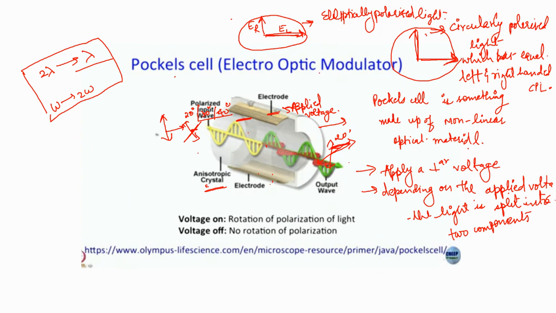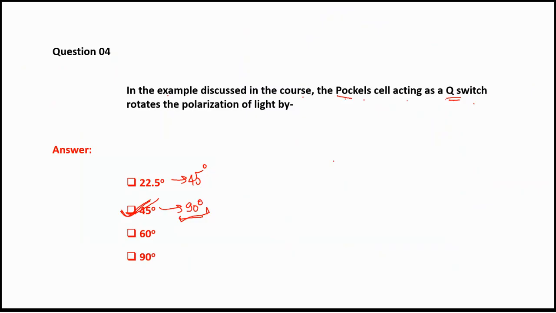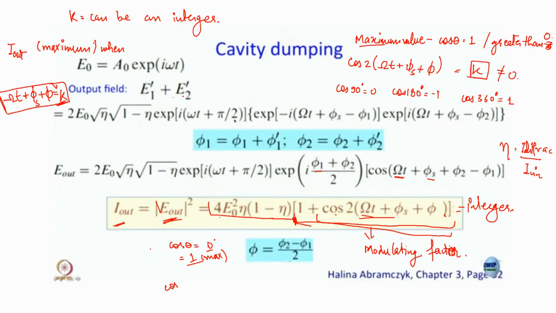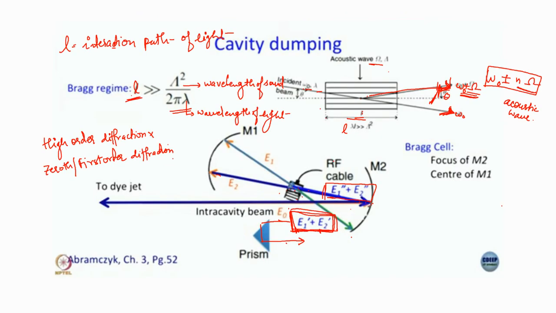The Pockels cell is also called the electro-optic modulator. An electro-optic modulator is something which is used to modulate the incident light, and it does this by changing the polarization of it. Okay, what is the angle at which the Pockels cell rotates in Q switching? That is the 45-degree angle.